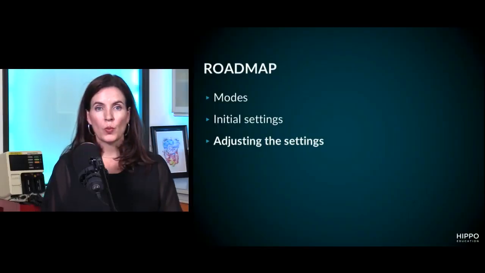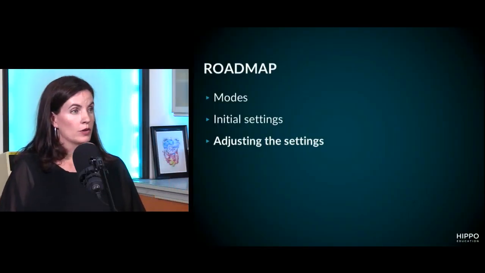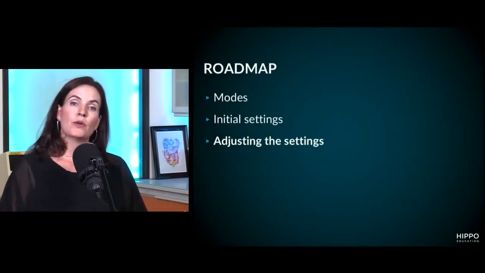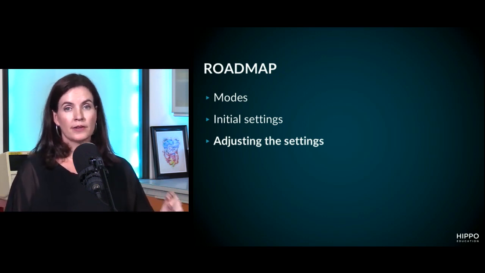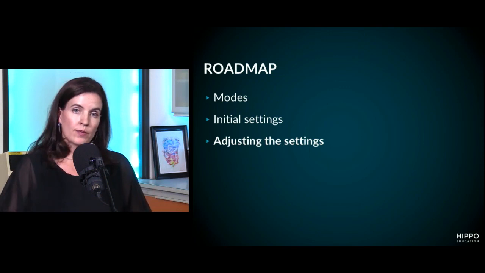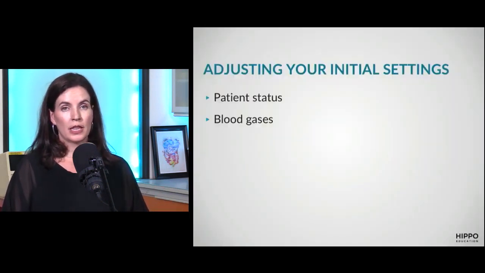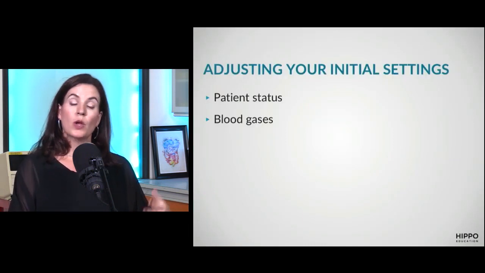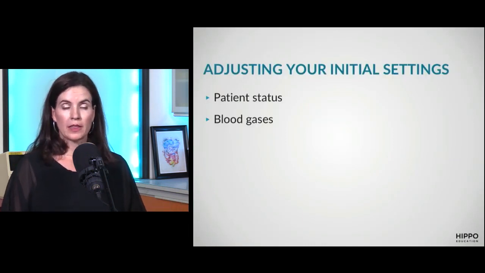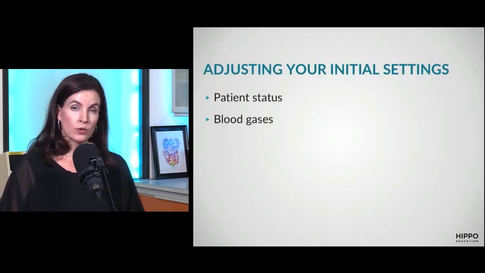And asthma. Okay, so now we've learned our initial settings. And now you need to understand how to adjust these settings at the bedside to customize them for your individual patient, because everybody who comes along will be a little bit different. And we use two main things when we're adjusting our initial settings. One, how the patient is doing clinically at the bedside, and two, arterial blood gases.